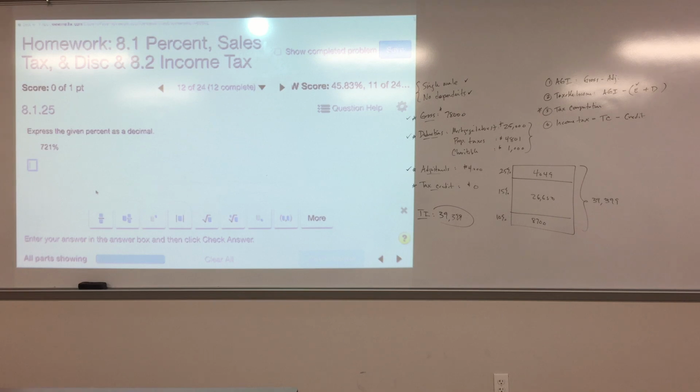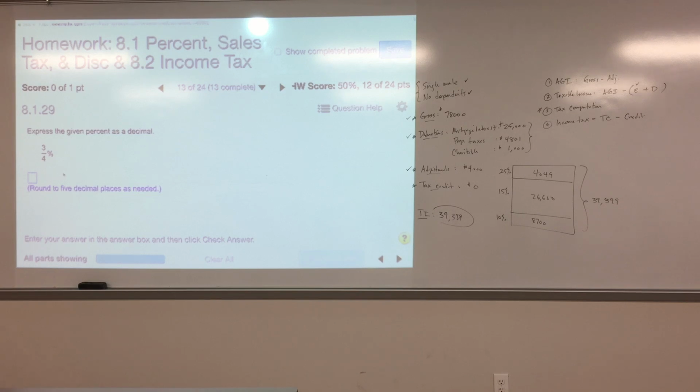721%. Where's the decimal? After the 1. So if we need to convert it back to a decimal, we go 2 to the left: 7.21. Does that make sense, guys? Okay. Next.